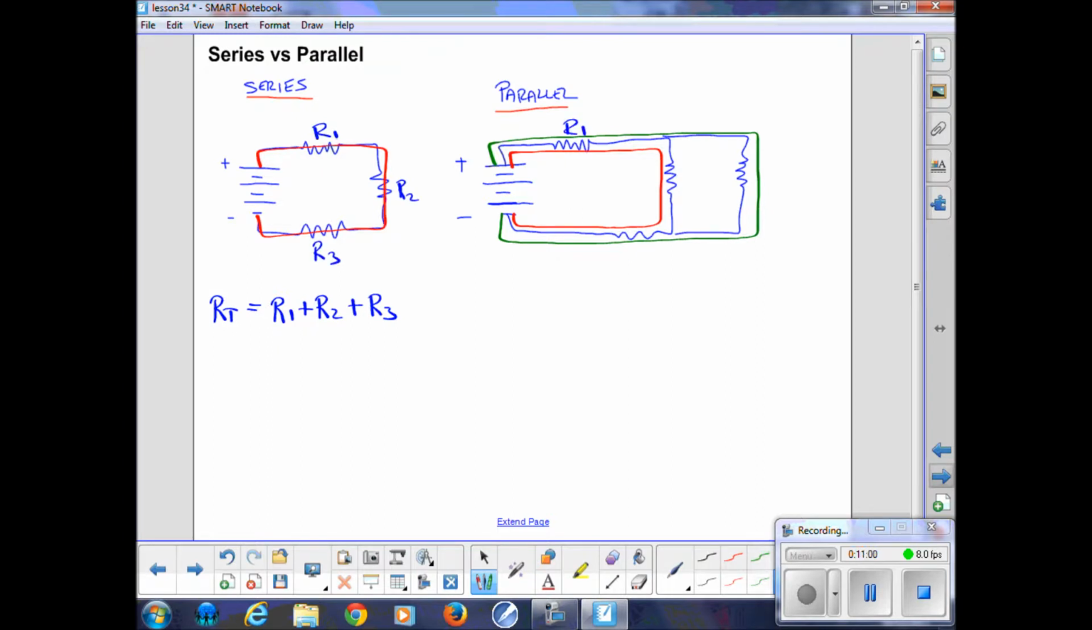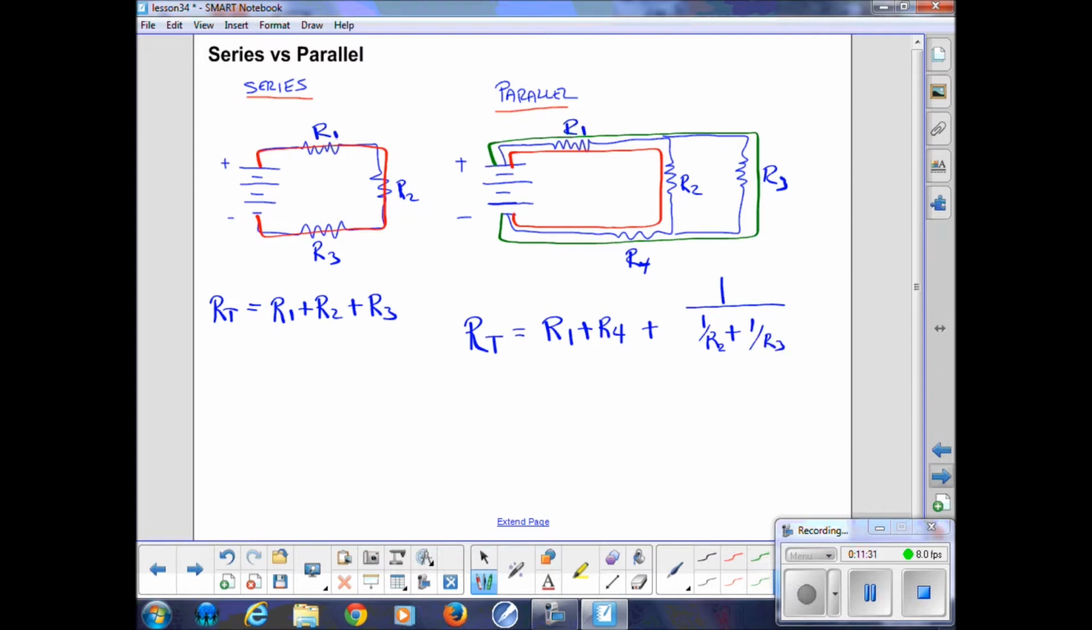Here, R1, oops, this will be R2, R3, and R4 this time. If I want to know my total resistance here, I'm going to have to add RT equals R1 plus R4, because everyone has to go through R1, everyone has to go through R4, plus I need to take 1 over R2 plus 1 over R3.